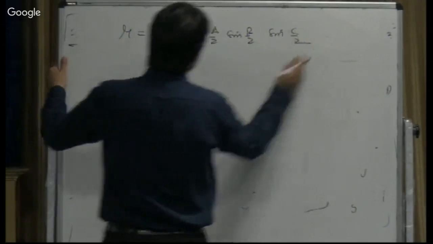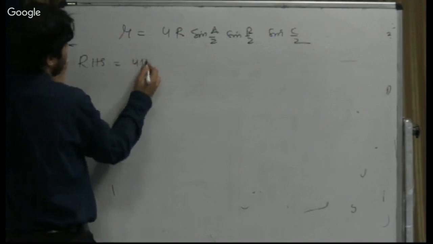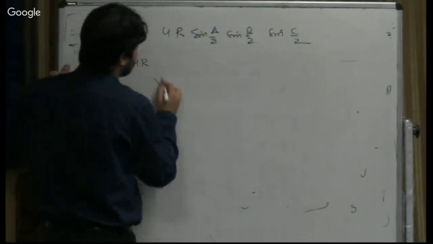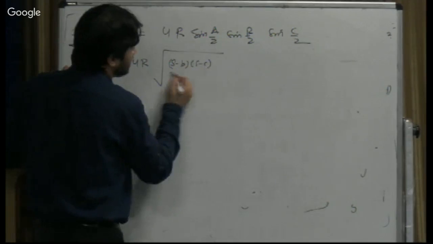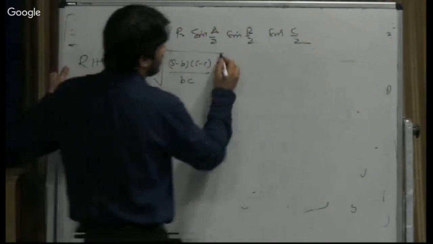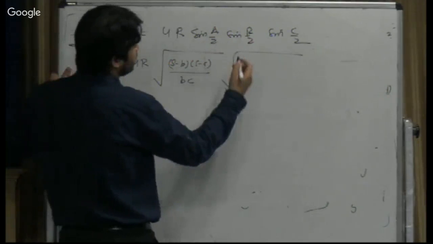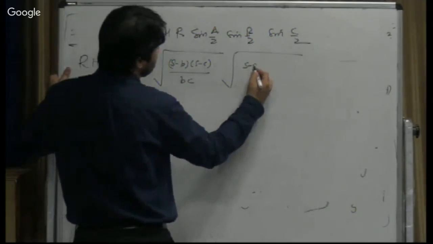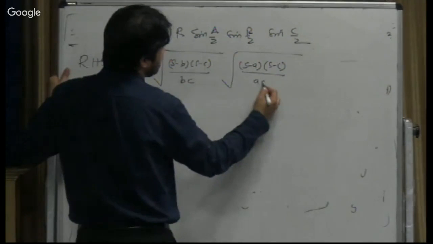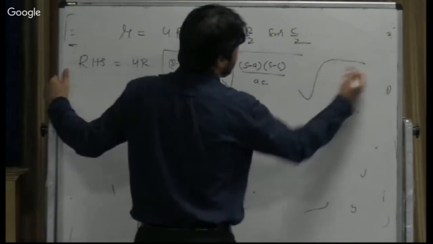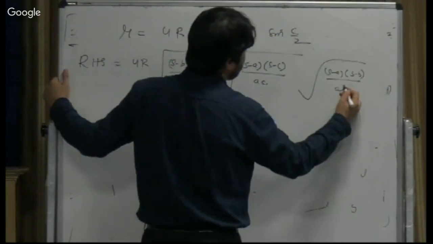Since I will be working on the right hand side, so I know 4R, but I know what is sine A by 2. It was S minus B into S minus C by BC. And similarly, sine B by 2, since it is a cyclic property, would be equal to S minus A into S minus C by AC, and it would be S minus A into S minus B by AB.